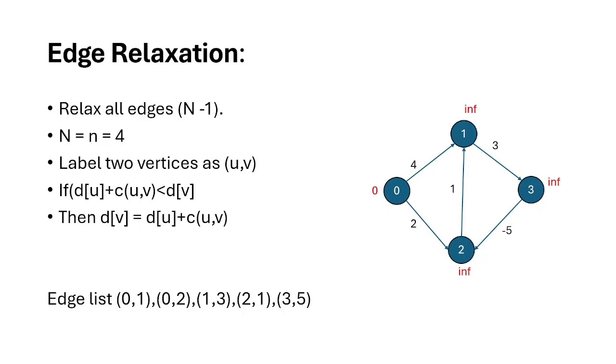Initially, we need to mark the distance of all the vertices. From vertex 0, this distance is 0 because it is the source, so it will start with 0, and all other remaining vertices are infinity. And now we will start relaxing all edges.